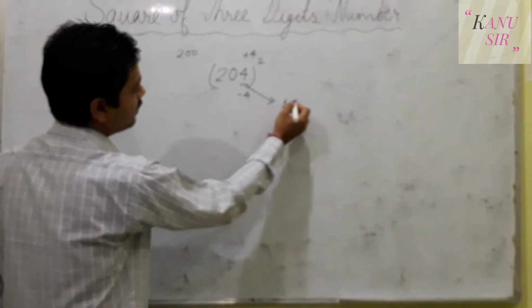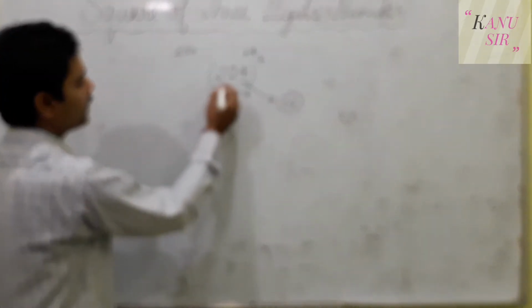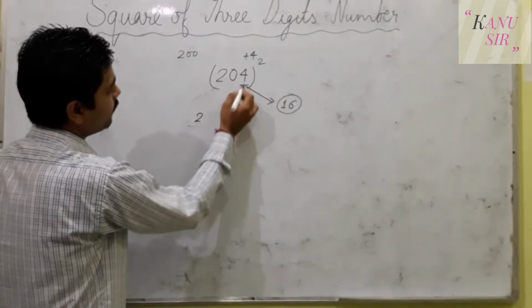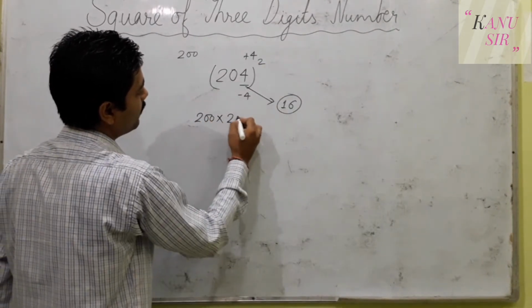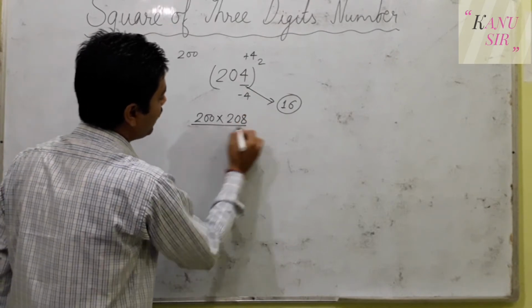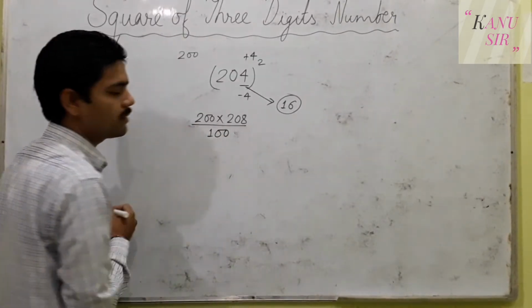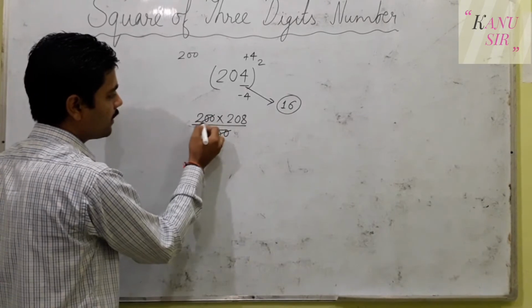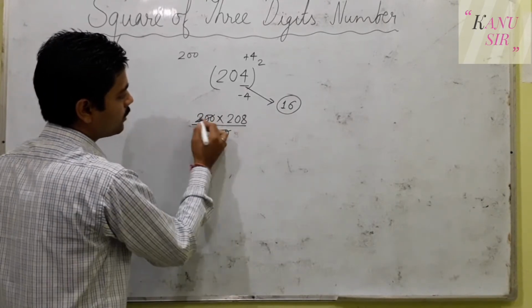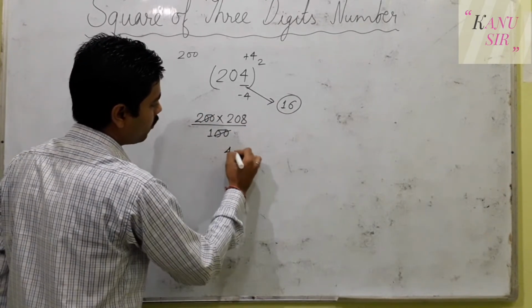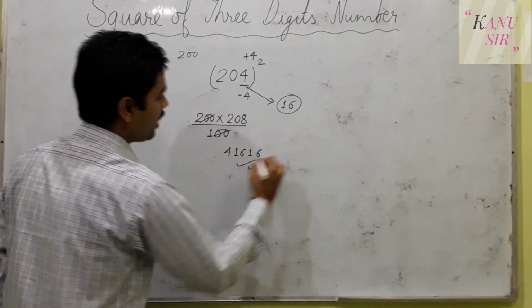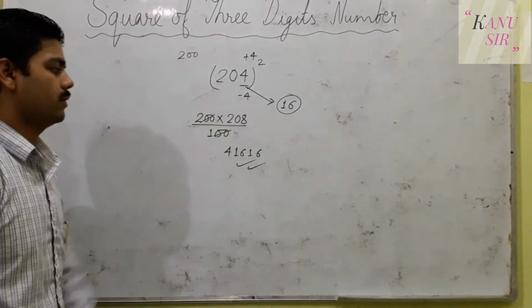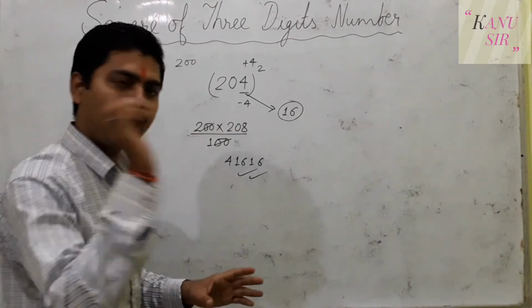And after that, 16 keeping alone here, we are going to take 204 minus 4 as 200, 204 plus 4 as 208, and divided by the smallest 3-digit number, 100. So 100 divided by 200 will get here 2, and 2 times 208 is 416, and 16 is the square of 204. Now let us take another number.